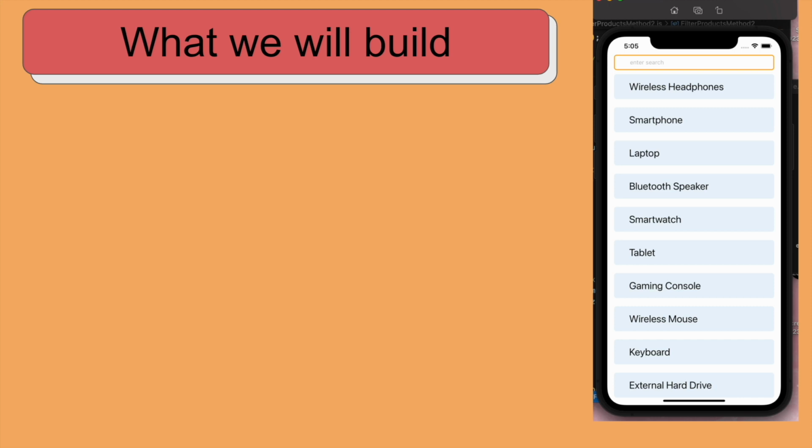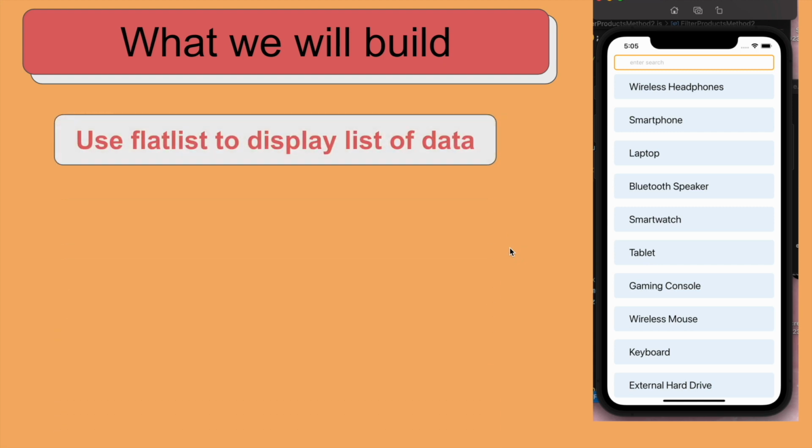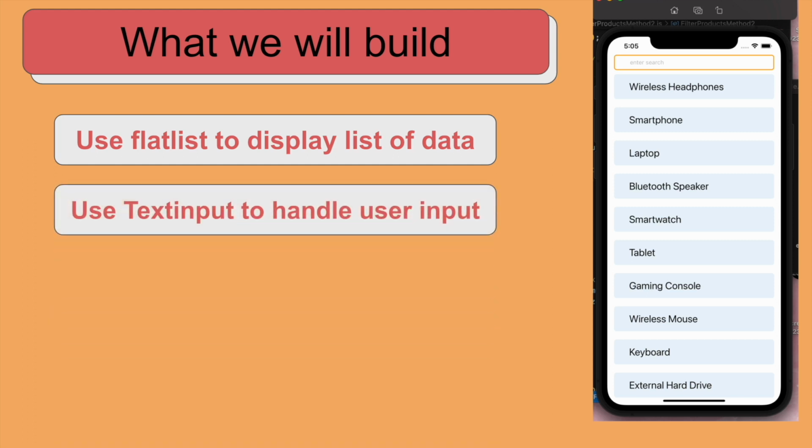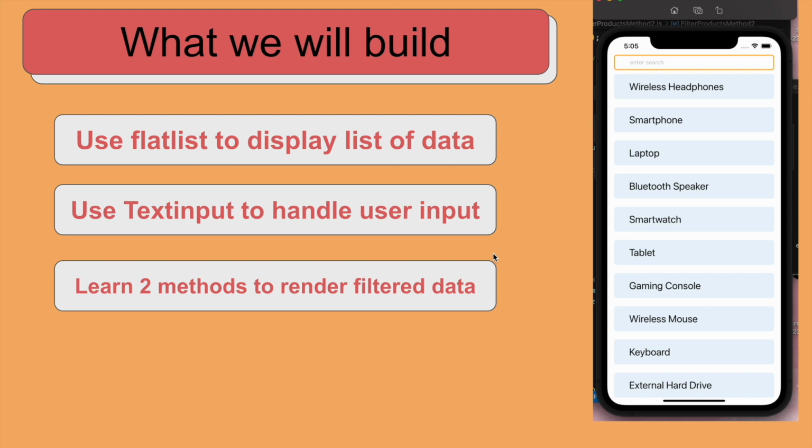So in this video we are going to cover how we can utilize FlatList to display a list of data. After that we will see how we can use TextInput to handle user input, and we're also going to learn two methods to render filtered data. By the end of this video you will have a fully functional search bar filter that you can integrate in your own React Native projects. So without further ado, let's dive into it and start building our search bar filter.